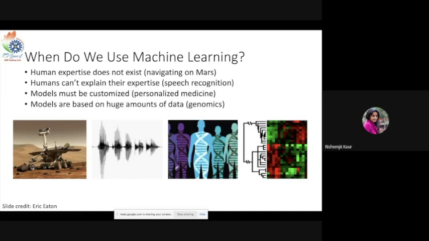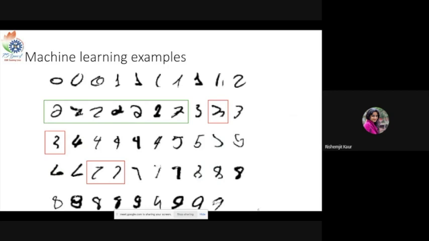The fourth one is where the models are based on a huge amount of data. For example, these days in genomics, or even in the case of IoT devices, there is so much data being generated that it is humanly impossible for someone to go through it and make sense out of it. So we need machine learning algorithms for that kind of purpose as well, where the algorithms can help us understand what patterns and trends are visible from the data. So I'll be sharing some machine learning examples here.